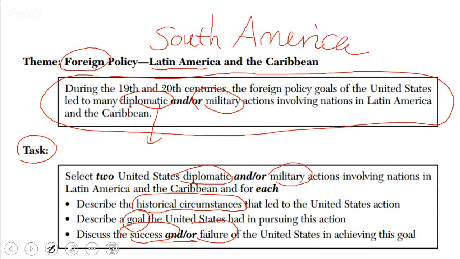And the last one, they want you to discuss the success or the failure. But here, be careful, okay? Be very careful. They say and/or. And/or is easy because they don't want you to say both. So you can either talk about success or failure, all right? But if they want you to talk about the success and the failure, you have to be very careful. You need to talk about both, all right?